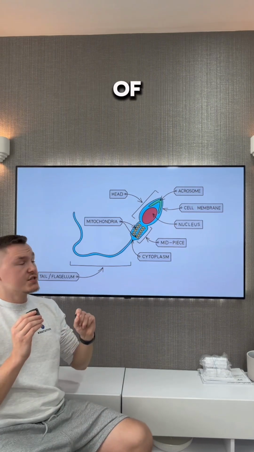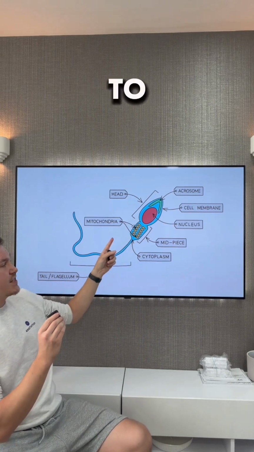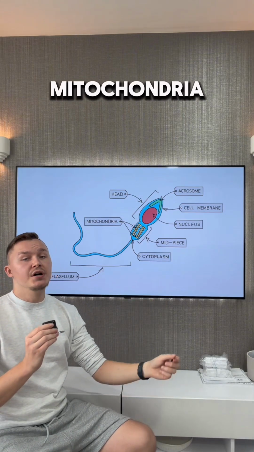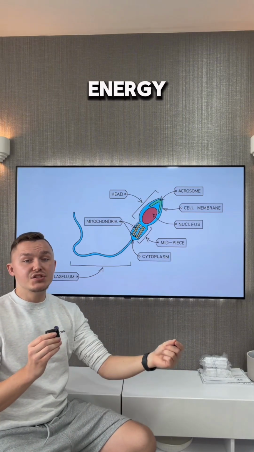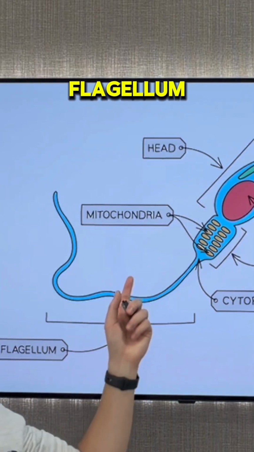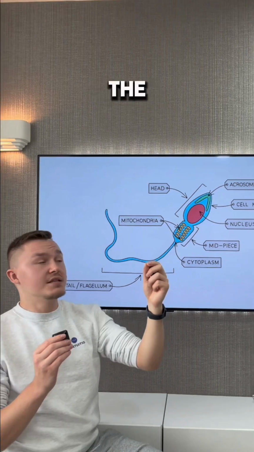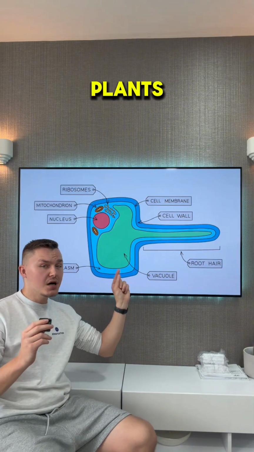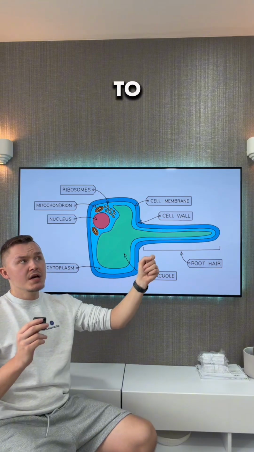The other adaptations of the sperm cell allow it to actually get to the egg cell. So the mid piece over here contains many mitochondria. Those mitochondria release energy through respiration to help this tail, this flagellum, to move and propel the sperm cell towards the egg cell.